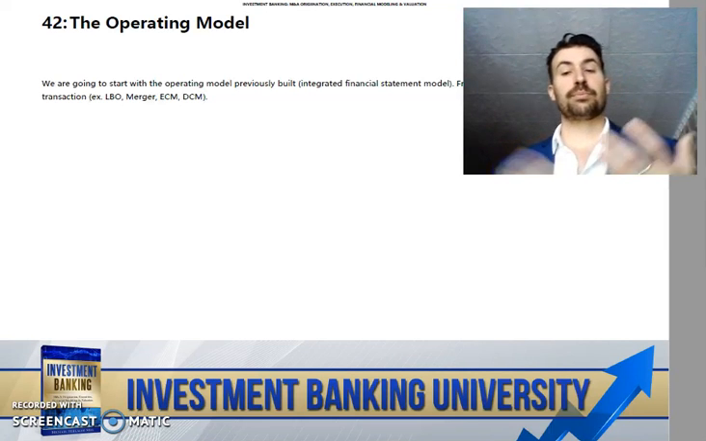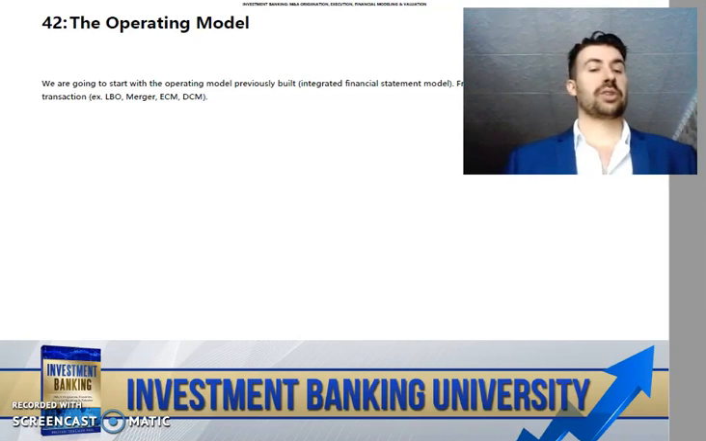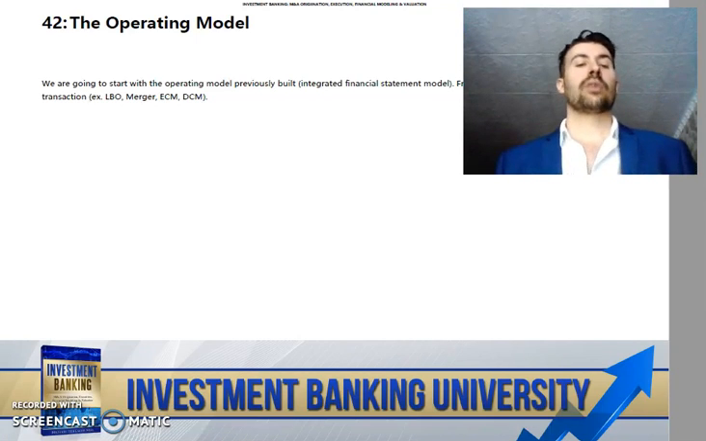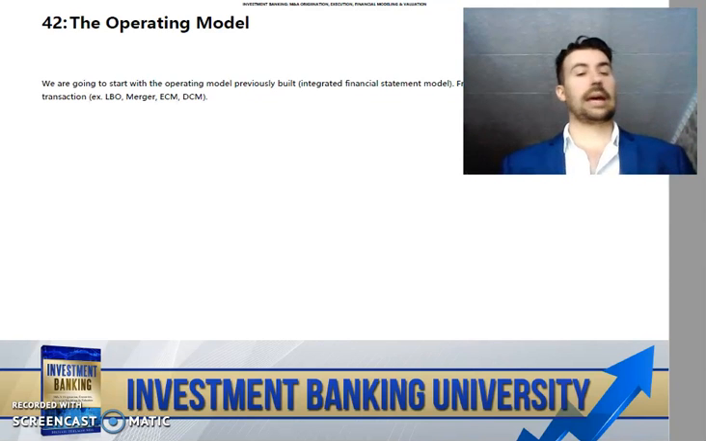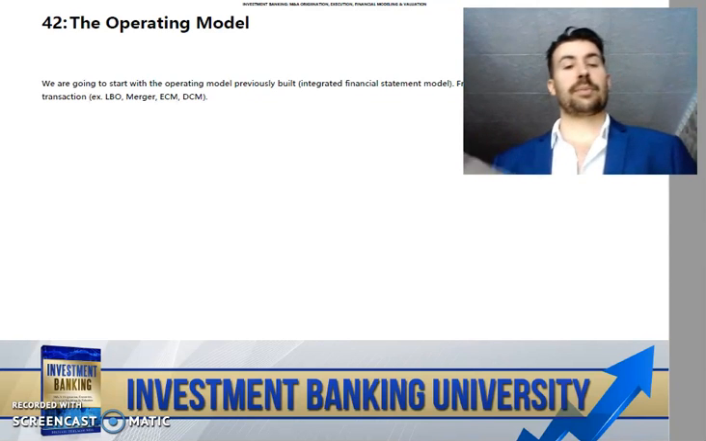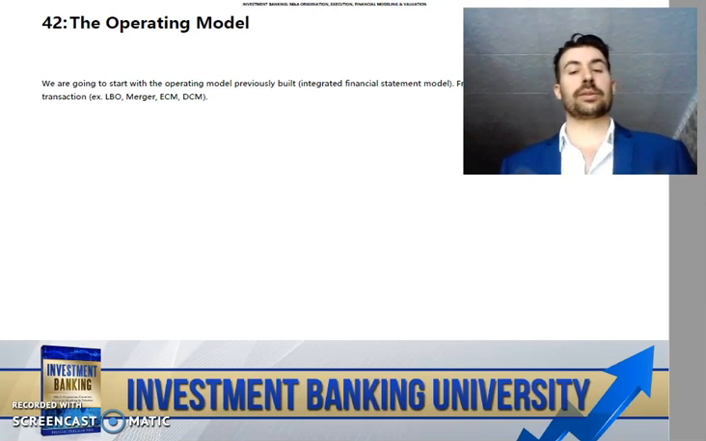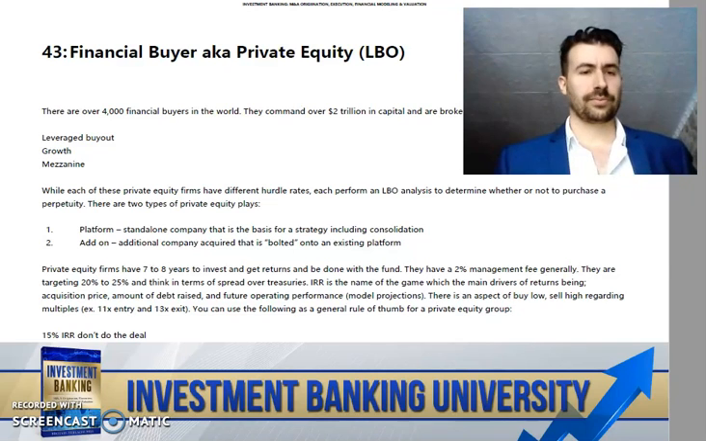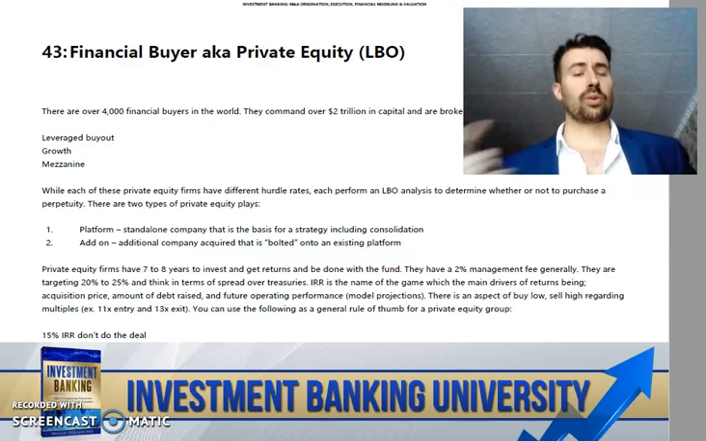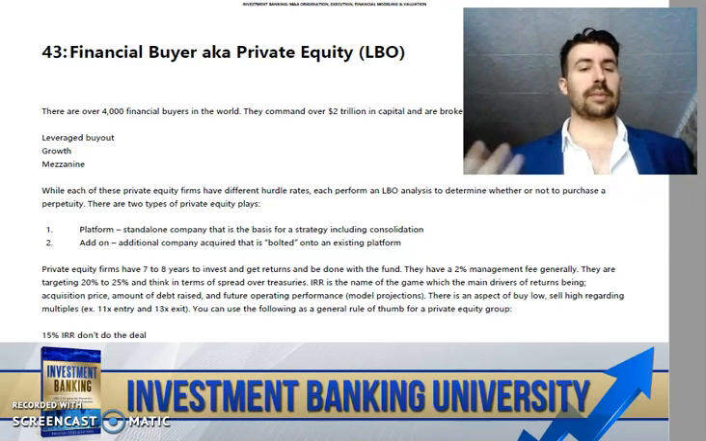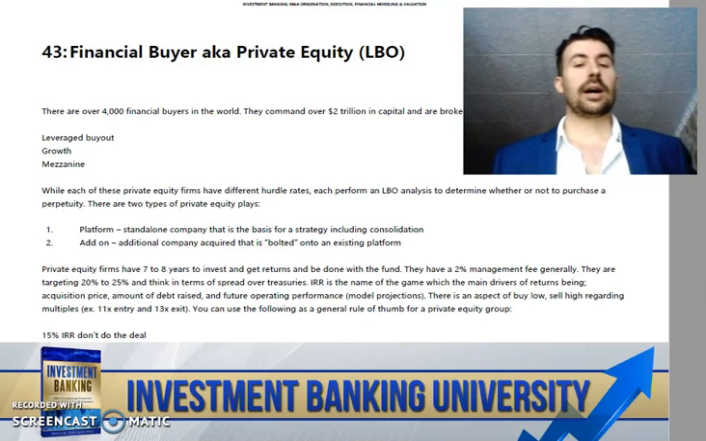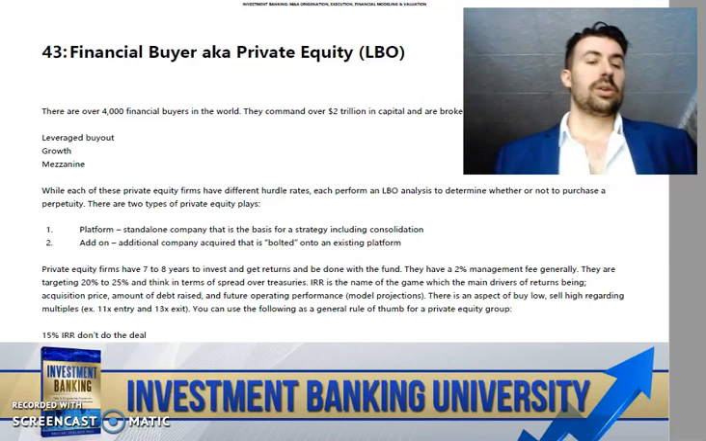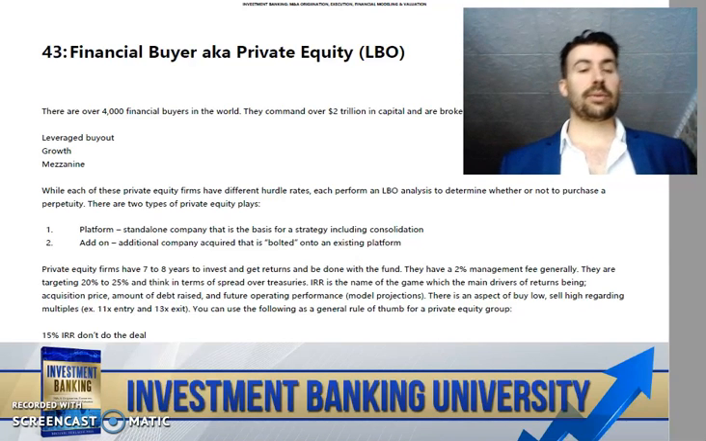From here, we're going to build on a transaction, for example, an LBO if you're a financial buyer, a merger if you're a strategic buyer, or if you're looking at it from a capital markets perspective in an investment bank, an ECM or DCM, equity capital markets or debt capital markets. We can utilize that as well. If we're a financial buyer, talking about private equity and doing LBO, we're going to be building an LBO off of the operating model. So there are over 4,000 financial buyers in the world.